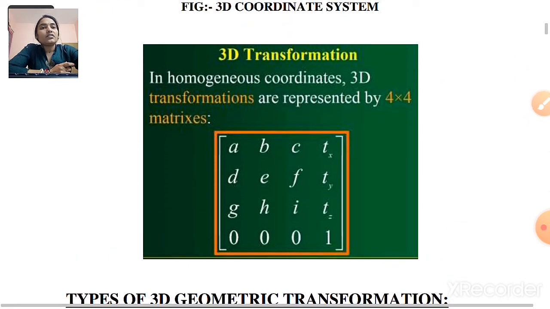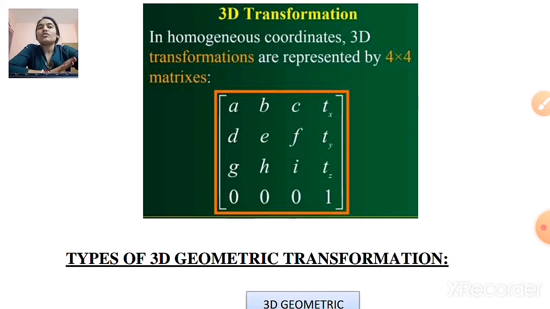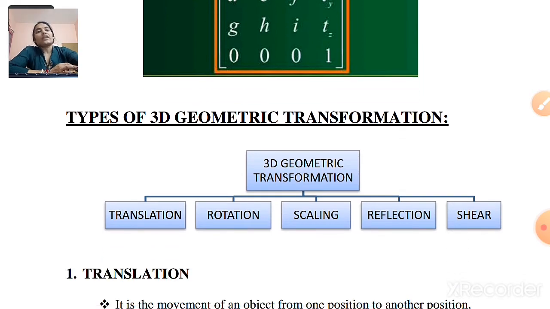The 3D transformation matrix is represented as a 4x4 matrix. In 2D we represent the transformation matrix as a 3x3 matrix, but in 3D the transformation matrix is represented as a 4x4 matrix. Let us discuss the types of geometric transformation.